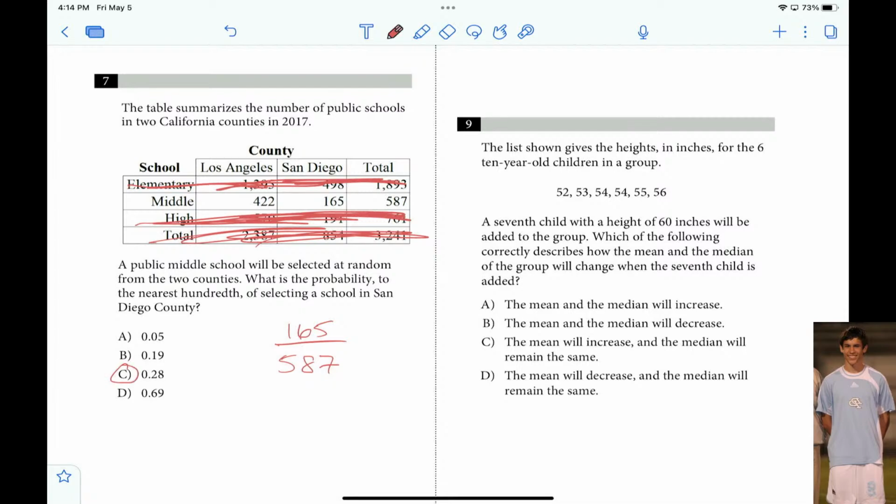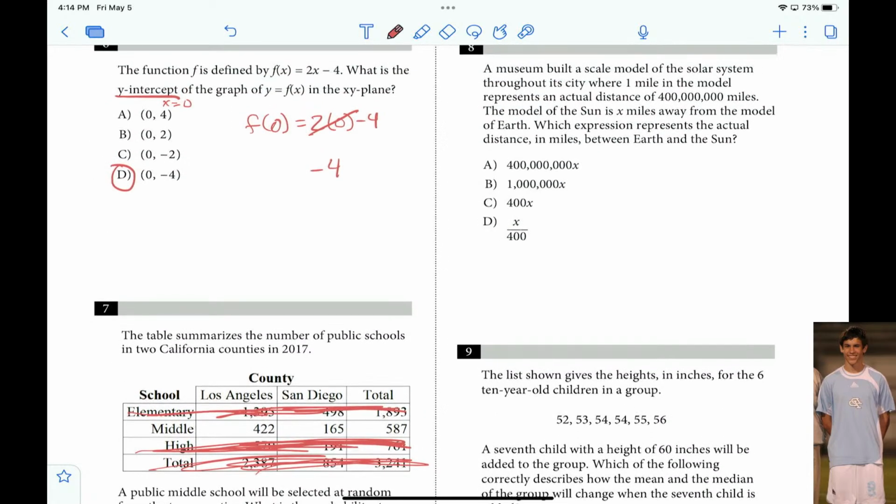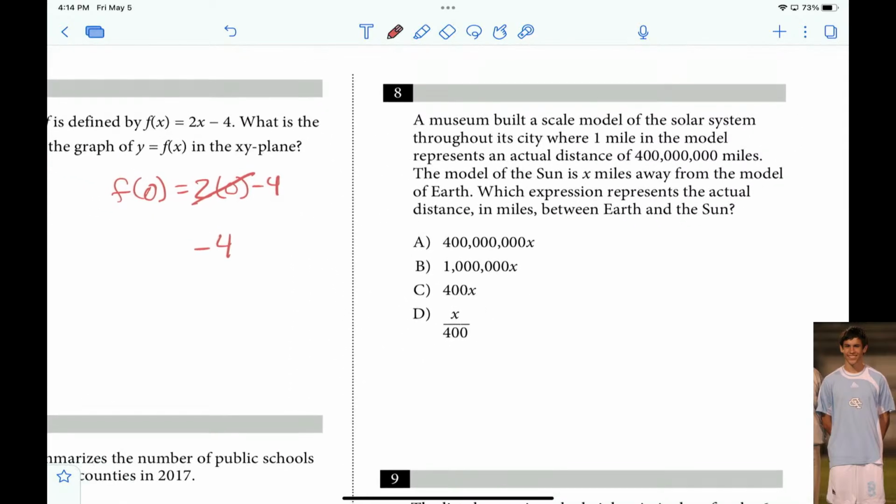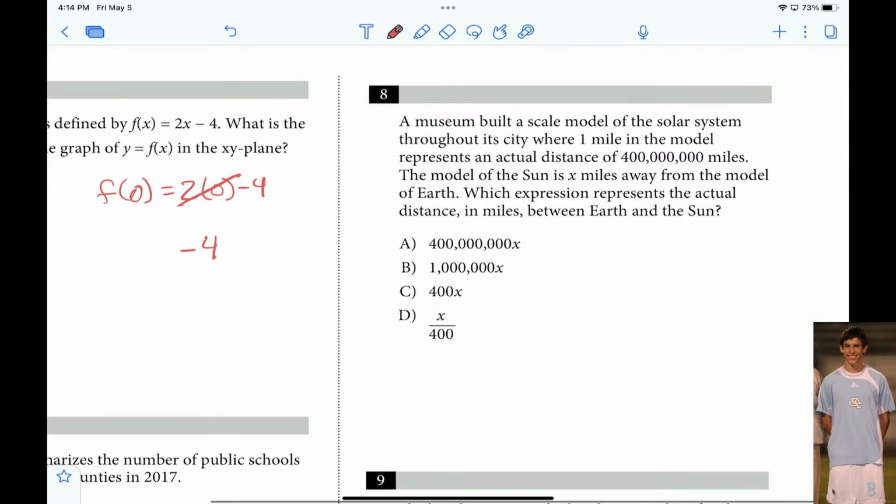All right. So again, with these problems, the biggest thing is getting the number on the bottom. Once we get the number on the bottom, not too bad. All right, number 8. A museum built a scale model of the solar system throughout its city where 1 mile in the model represents an actual distance of 400 million miles. The model of the sun is X miles away from the model of Earth. Which expression represents the actual distance in miles between the Earth and the sun?